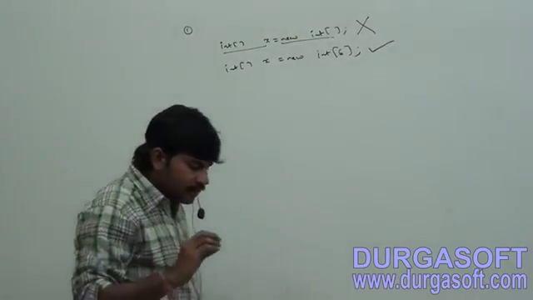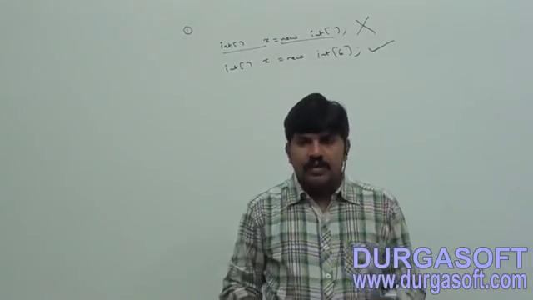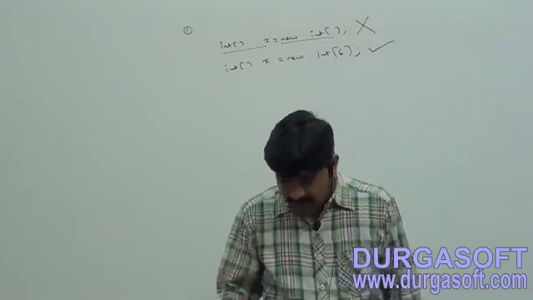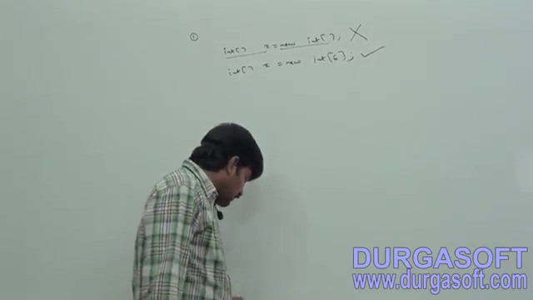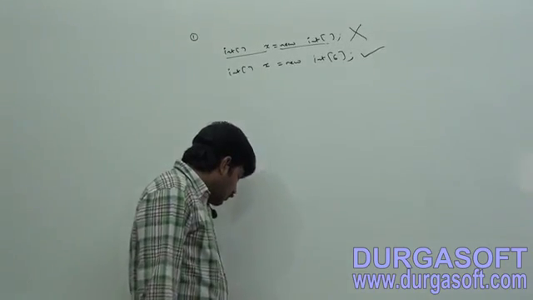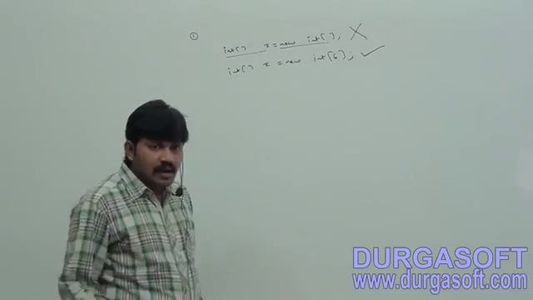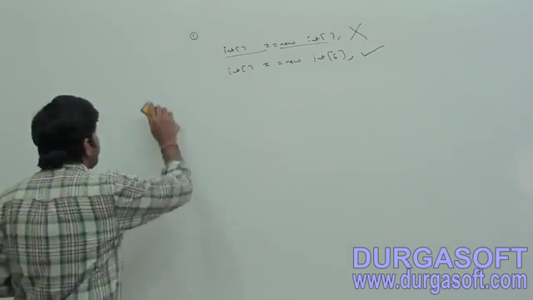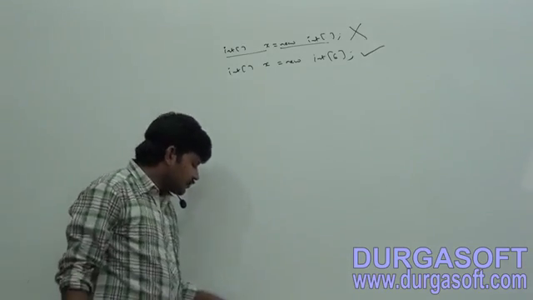So the first point: at the time of array creation, compulsorily we should specify the size. Otherwise we will get a compile time error.